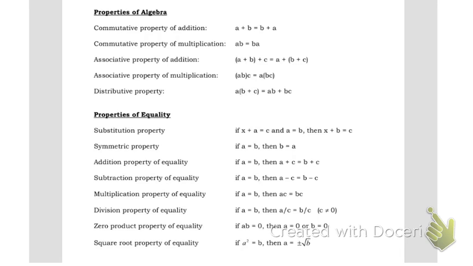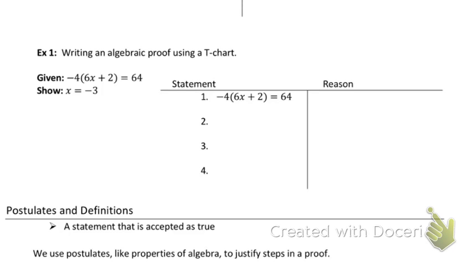So you should have a sheet that looks something like this. The very first sheet has our properties of algebra and our properties of equality. These are going to be great anytime we're trying to solve a particular problem for X or Y. So let's look at our very first one. Writing an algebraic proof using a T-chart.